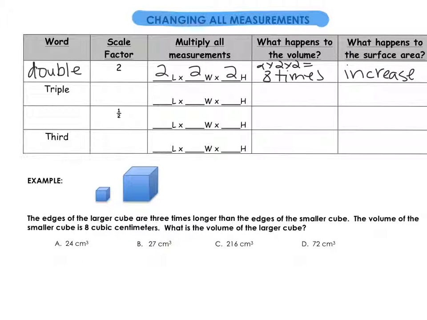Well, if you triple all the measurements, that means you're increasing each measurement by a scale factor of 3, which means you would triple your length, your width, and your height. So if you tripled every single measurement, then 3 times 3 times 3 means that your volume is going to get 27 times larger. And once again, your surface area will definitely increase.